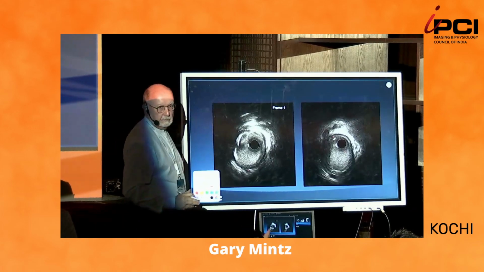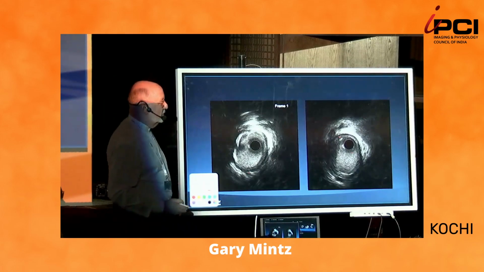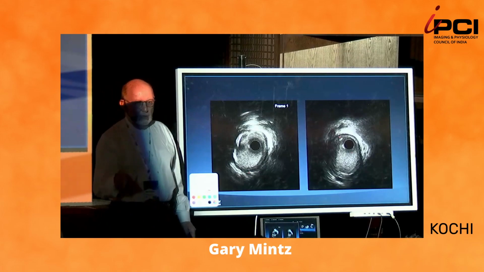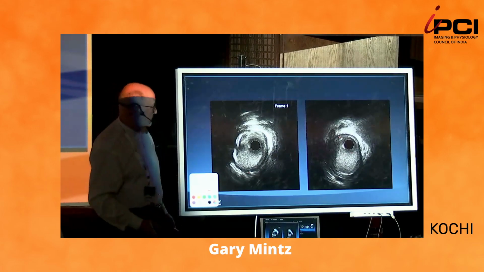No. Sorry? No. The only time you can confuse a vein is in the right coronary artery, where the vein bridges over. But muscle bridges don't happen in the right coronary artery. They happen in the LAD mostly.